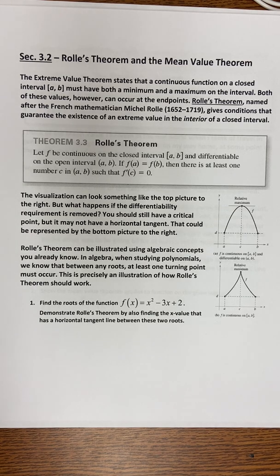So we know that from 3.1, the extreme value theorem states that a continuous function on interval AB must have both a minimum and a maximum on the interval, but we had to plug in the endpoints to check. Rolle's theorem particularly gives conditions that guarantee the existence of the extreme value interior to the endpoints of the function, and that says let f be continuous on the closed interval AB and differentiable on the interval AB without the endpoints. If f of A equals f of B, then there's at least one number C such that f prime of C equals 0.